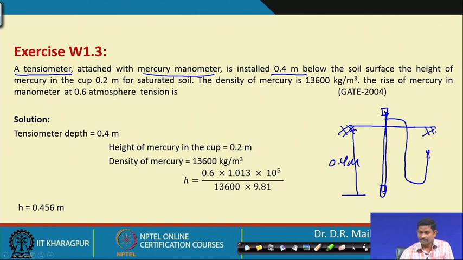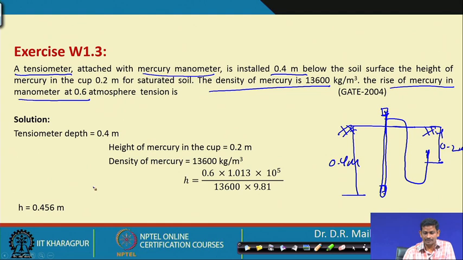So, the height of mercury in the cup is 0.2 meter, from here to here. Initially this is 0.2 meter for the saturated soil, under saturation. The density of mercury is given. The rise of mercury in the manometer is 0.6 atmosphere tension.